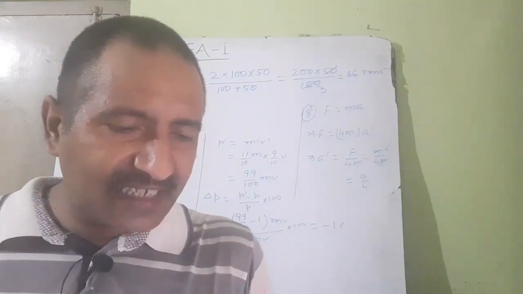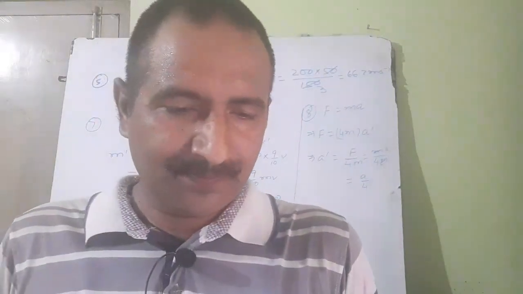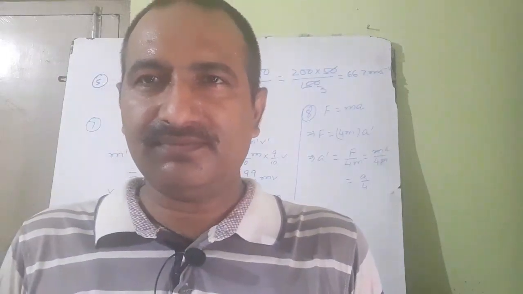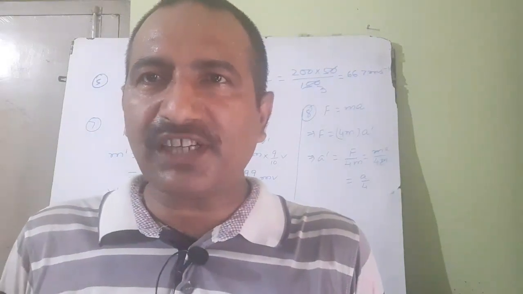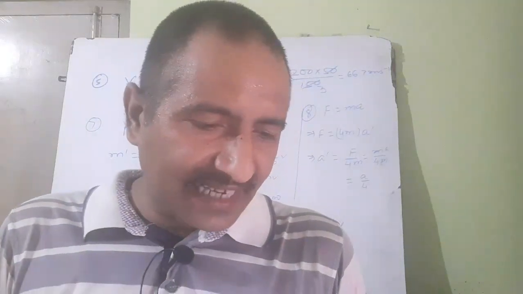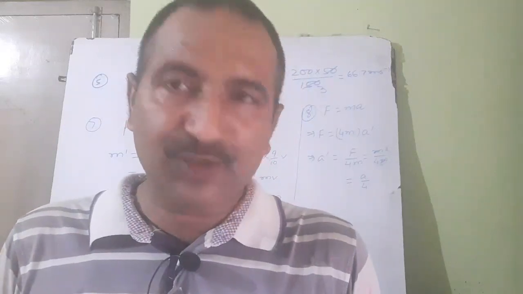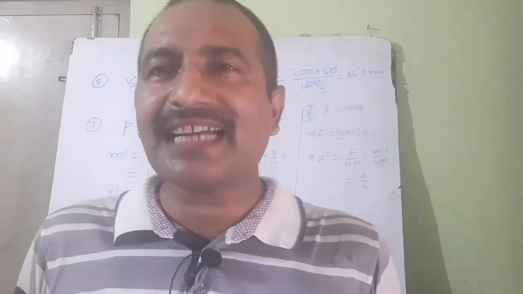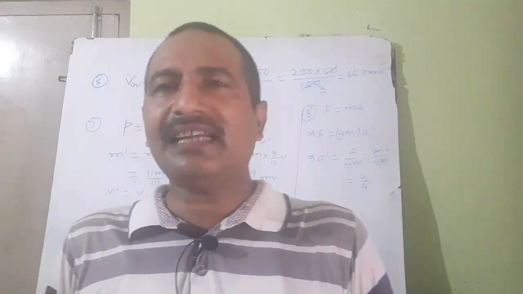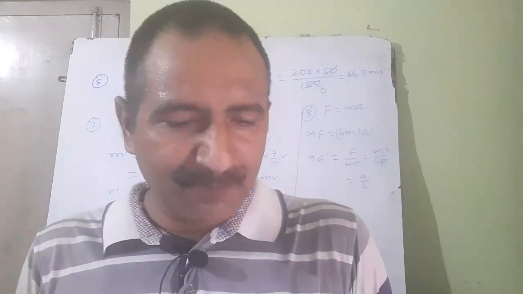Now question number 9. According to the third law of motion, action and reaction. First option, always act on the same body. Do they act on the same body? Your answer will be no. They do not act on the same body. Second, always act on different bodies in opposite directions. So this is the correct answer. They act on different bodies, they are equal in magnitude and they act in opposite directions. So answer will be B.